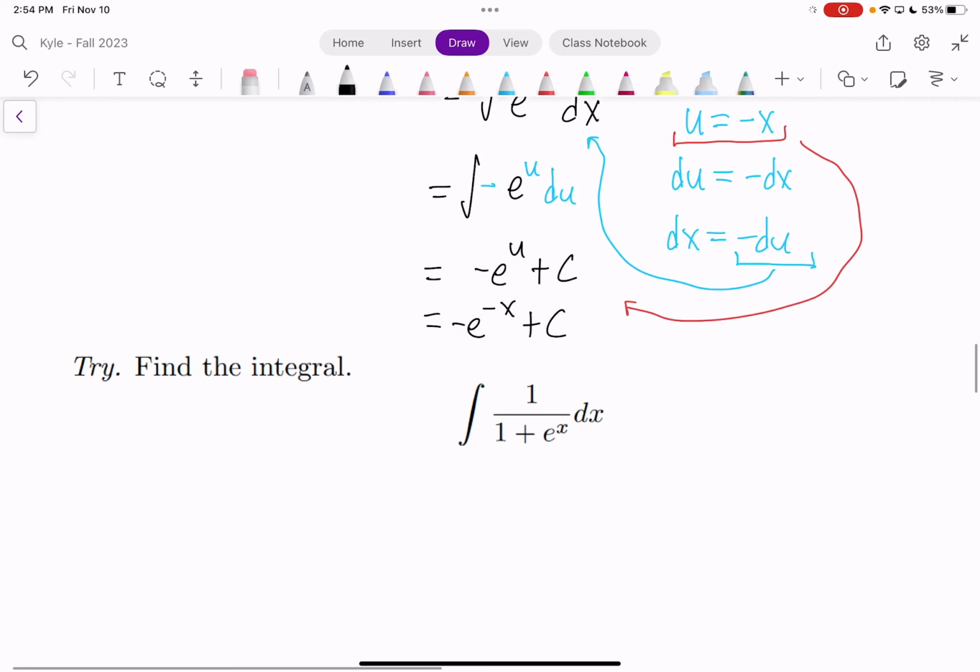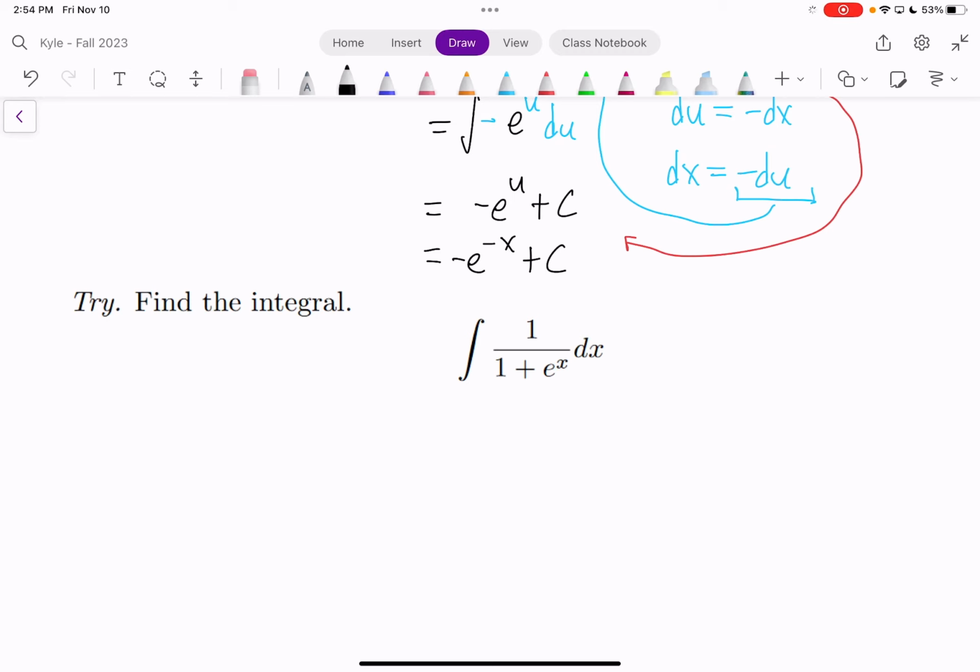So let's try and find this integral. We've got the integral of 1 over 1 plus e to the x dx. That 1 is looking rather inconspicuous, but we'll see it ends up messing with everything. So let's say 45 seconds, try it out for yourself, and we'll reconvene. You'll probably want to do this one with a neighbor as well.